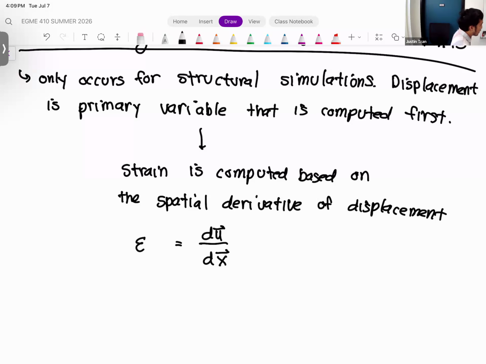So that's pretty basic, right? So that's kind of what you remember from your solid mechanics class. Okay. And then from the strain, remember we talked about this on Thursday in terms of material properties, we can compute the stress, right? And so if we assume just an isotropic linear elastic material, the stress is simply the product of the strain and the Young's modulus.